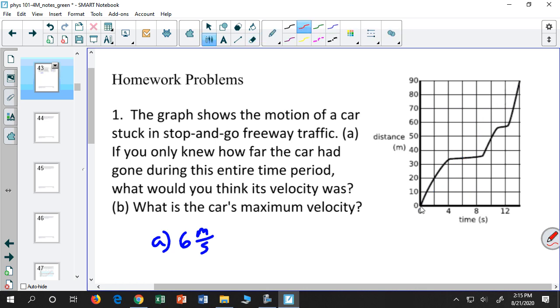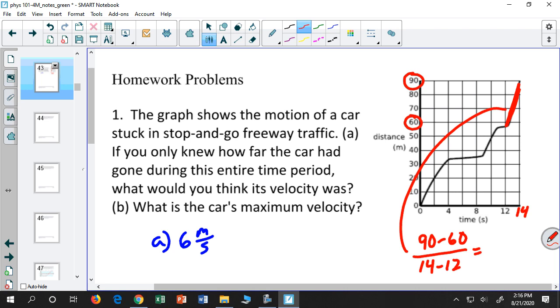And you want to find the part of the graph that has the steepest slope. So it looks like this part of the graph has the steepest slope, and that's going to be the maximum velocity. So the slope of this part of the graph is rise over run. That's 90 minus 60 divided by 14 minus 12. This is 14 right here. And so that's 30 divided by 2, or 15 meters per second.